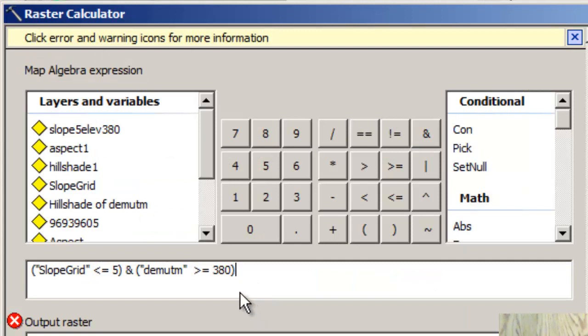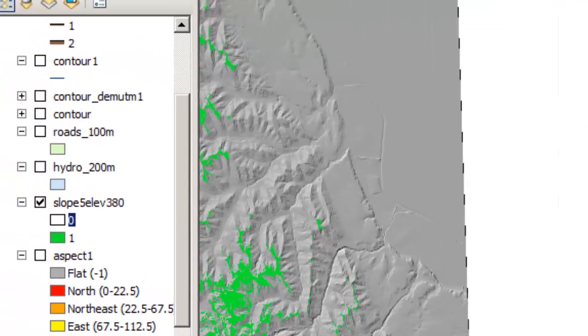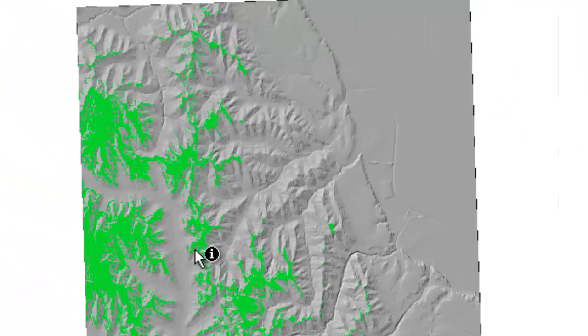Okay, so this is what I ran. I did a where the slope was less than or equal to 5 and the elevation from my DEM is greater than or equal to 380. And as you can see here, my results are this, what's in green. Those are the true. I turn the false to be invisible or hollow. So that is my AND operation.